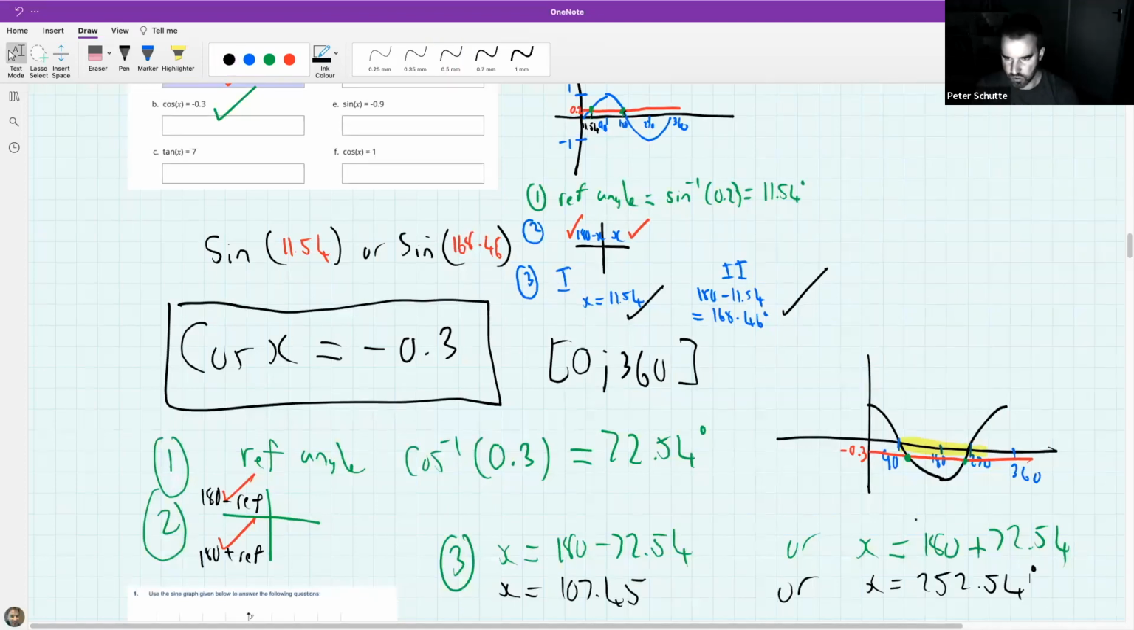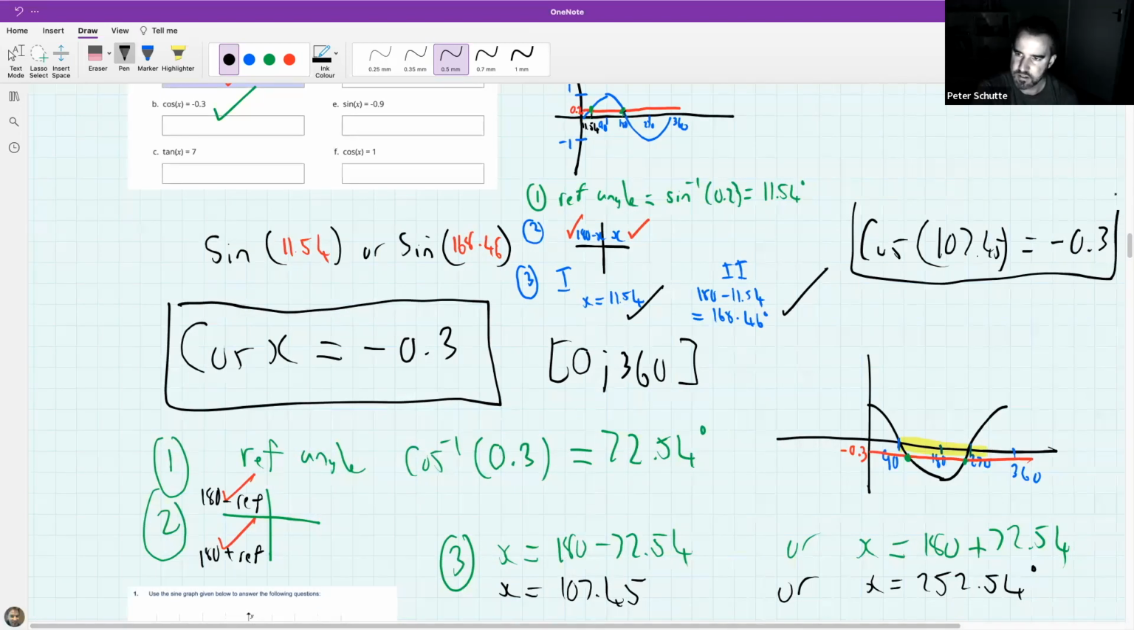And just to make sure I'm telling you the whole truth, I want you to put in your calculators the cos of 107.45 and see that you indeed do get negative 0.3 approximately. And just give me a thumbs up if when you plug it back in, you see that the answer is telling the truth. Okay.